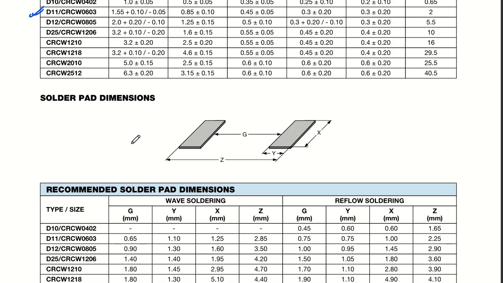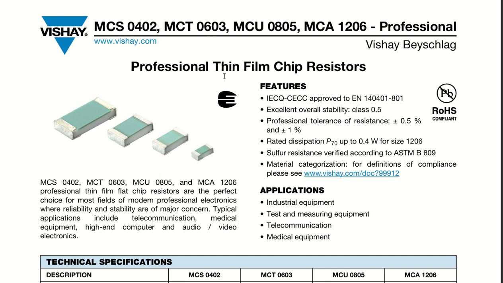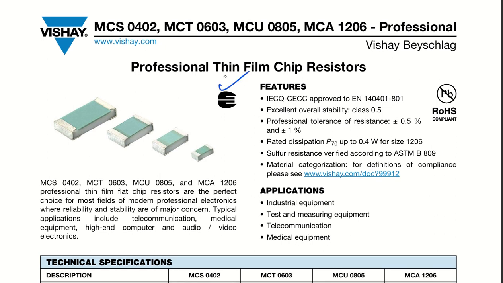So what we'll do is we'll take one more resistor data sheet, and we'll try to understand how the information is mentioned in that particular resistor series. So let us talk about this. We have a professional thin film resistor. Earlier we saw thick film resistor. Now we'll see thin film resistors.